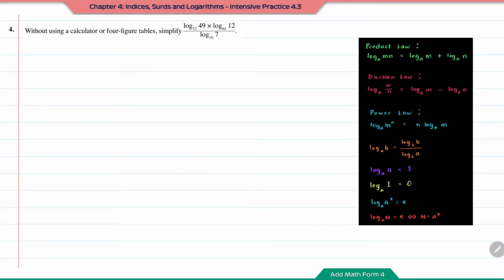Question number 4. Without using a calculator or 4 figure tables, simplify log base 12 of 49 times log base 64 of 12 divided by log base 16 of 7.